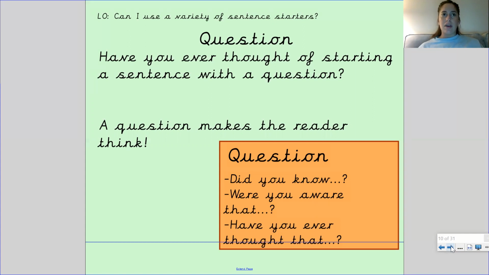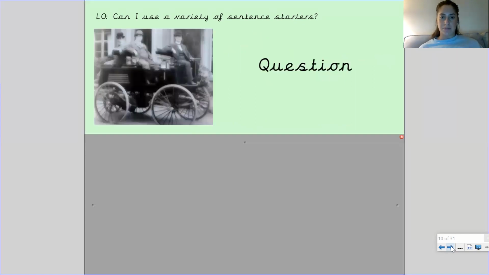Can you think of an example that we might have in the text map about the electric hairbrush that starts with a question? Well, the last part of our text map says, did you know that the oldest hairbrush is 230 years old? Well, I personally didn't know that information. So, having started the sentence with, did you know, made me question it more, made me more interested.